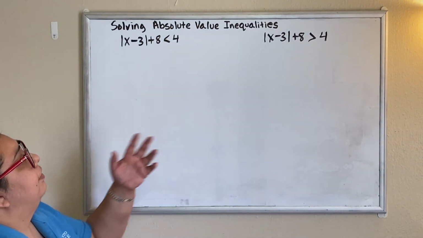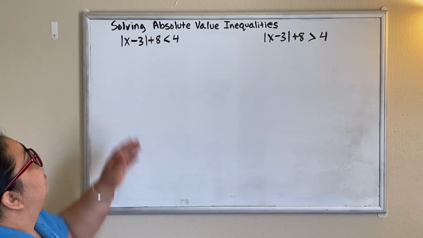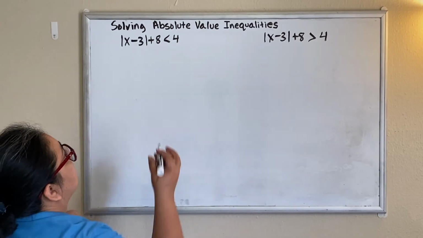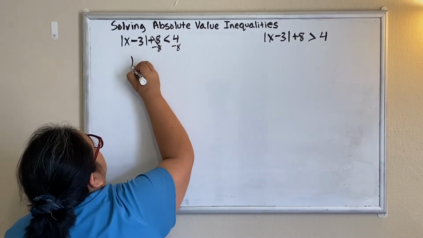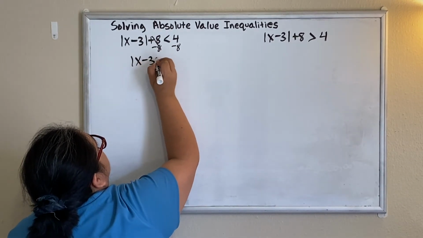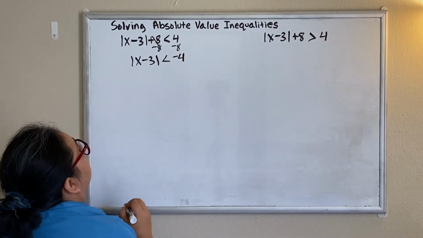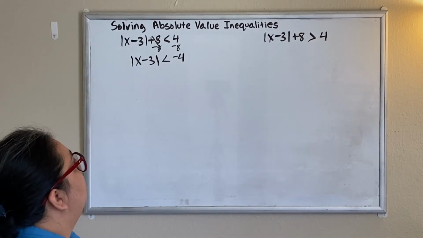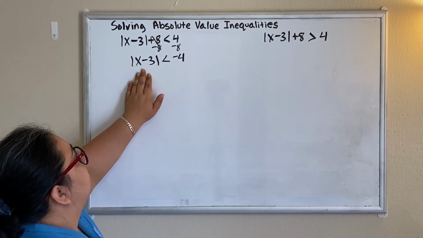Okay, so here we have our next two examples. We're going to start with this one right here. And my absolute value is not isolated, so I need to subtract 8 from both sides, eliminating the 8. And we get the absolute value of x minus 3 is less than -4. Now there's a problem here. This is a positive number. Absolute value is always positive.